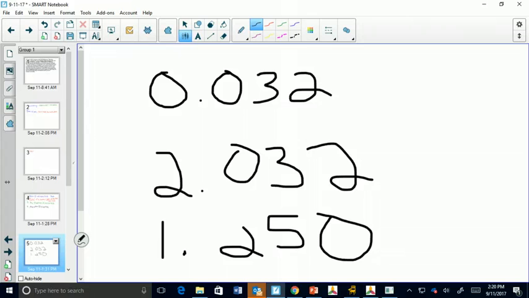0.032. I drew those with a mouse. Isn't that terrible? My handwriting's not that bad. I just can't draw with a mouse.